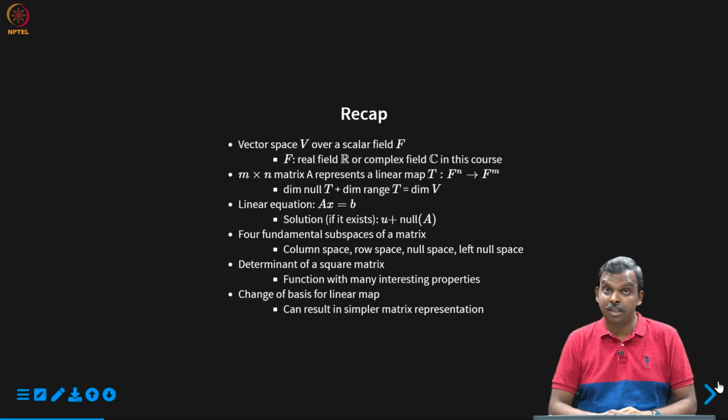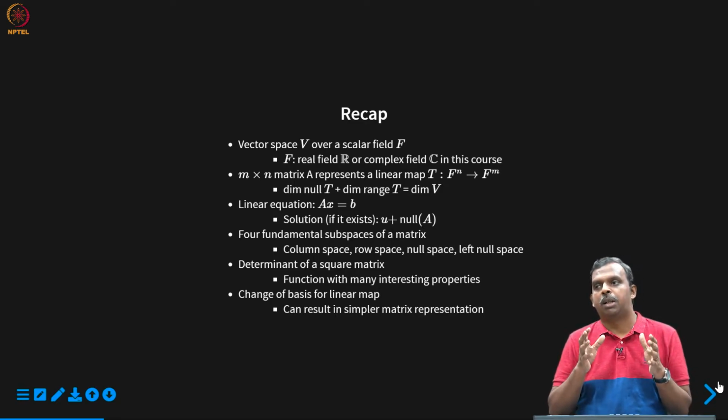Now we also saw determinants. We saw how to compute determinants, how determinants are very interesting functions from square matrices to real numbers, to the scalar field, and they have very nice properties. And finally we saw change of basis for linear maps.